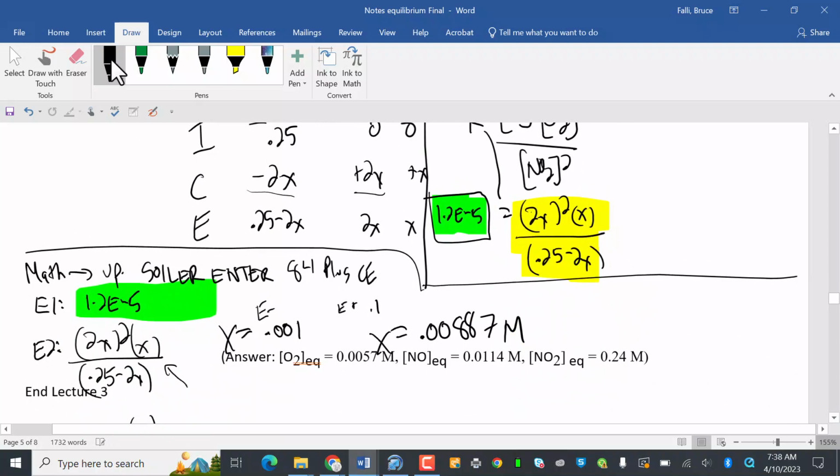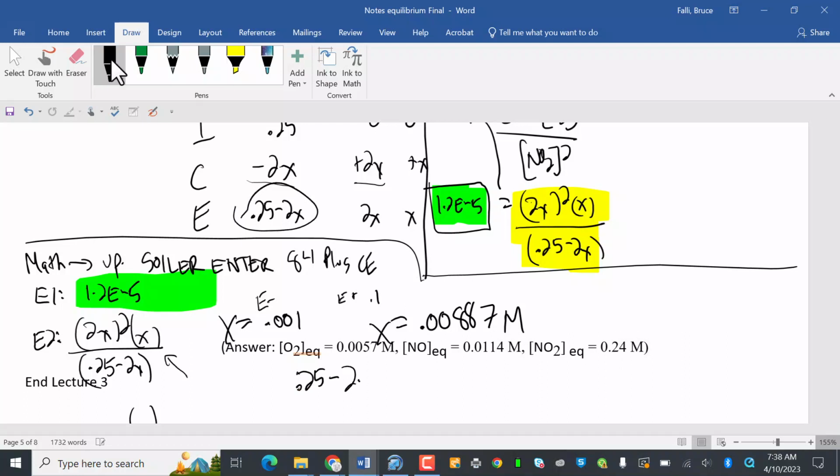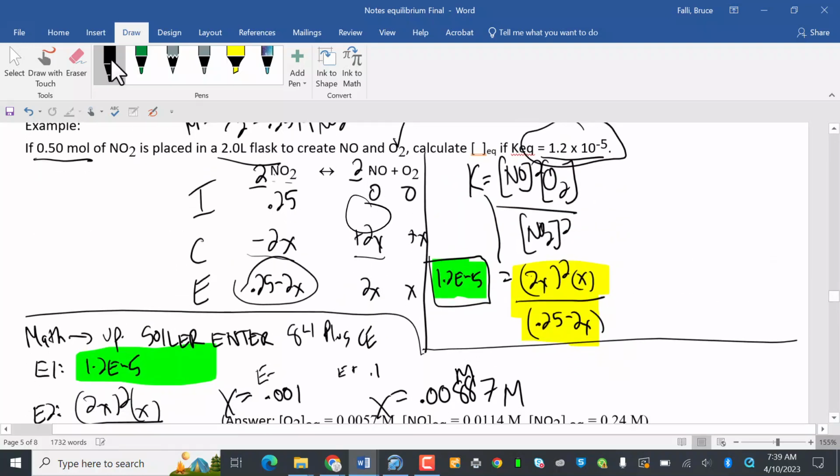So 0.00887. So the first one was NO2. NO2 is 0.25 minus 2x. So on my calculator, I'm going to quit out of here, do 0.25 minus 2x, enter, and I get 0.232 molar.